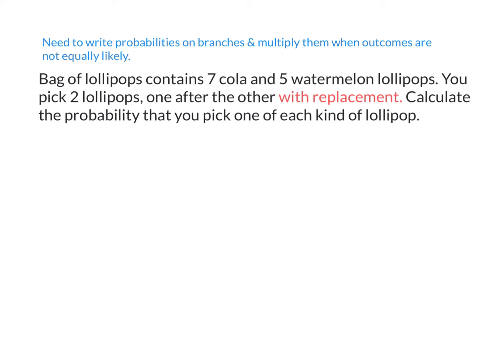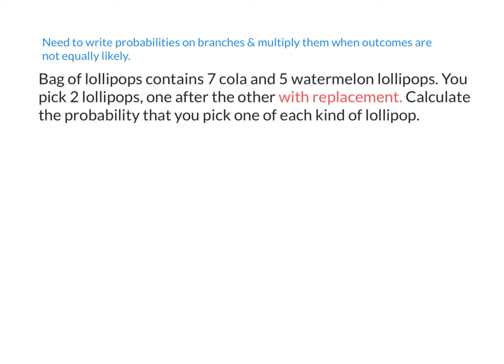When that happens, you need to write probability on branches and then multiply them. So here we have a bag of lollipops containing 7 cola and 5 watermelon lollipops. We're going to pick 2 lollipops, one after the other with replacement, and calculate the probability that we pick one of each kind of lollipop. So this is a multi-stage event because we're picking 2 lollipops.